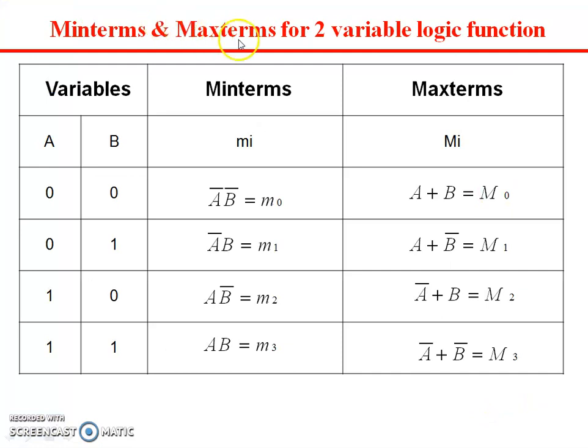Now min term and max term for 2 variable logic functions. Here are the variables, here is the min term, and here is the max term. Here we have written small mi, and here is the capital M. That is the variables a and b.